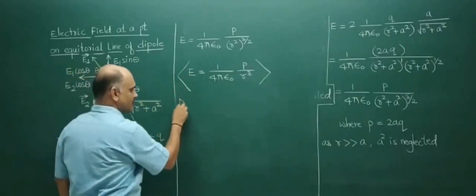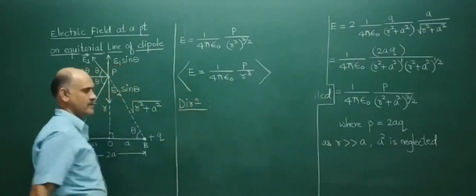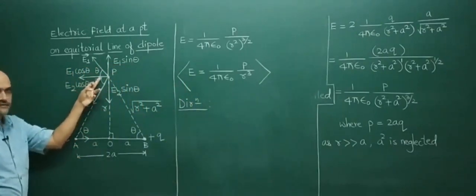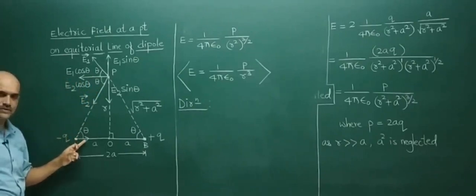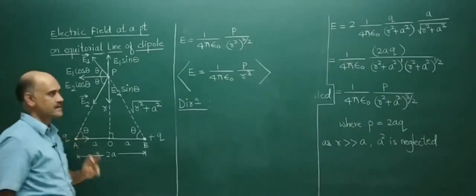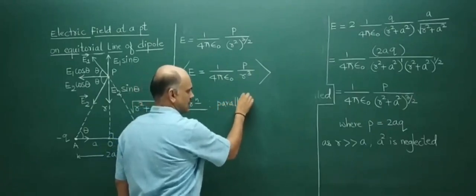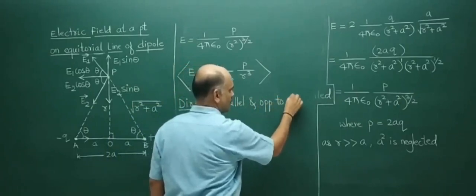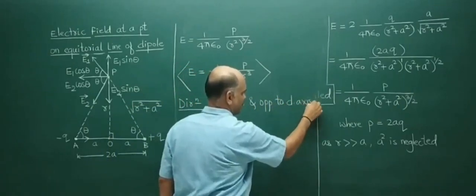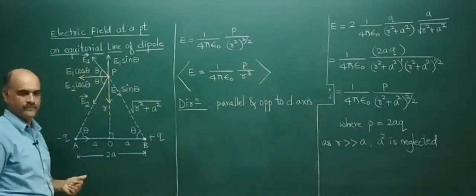Then again you are required to write the direction. So the resultant will be along left, that is parallel and opposite to the dipole axis. So the direction is parallel and opposite to the dipole axis.